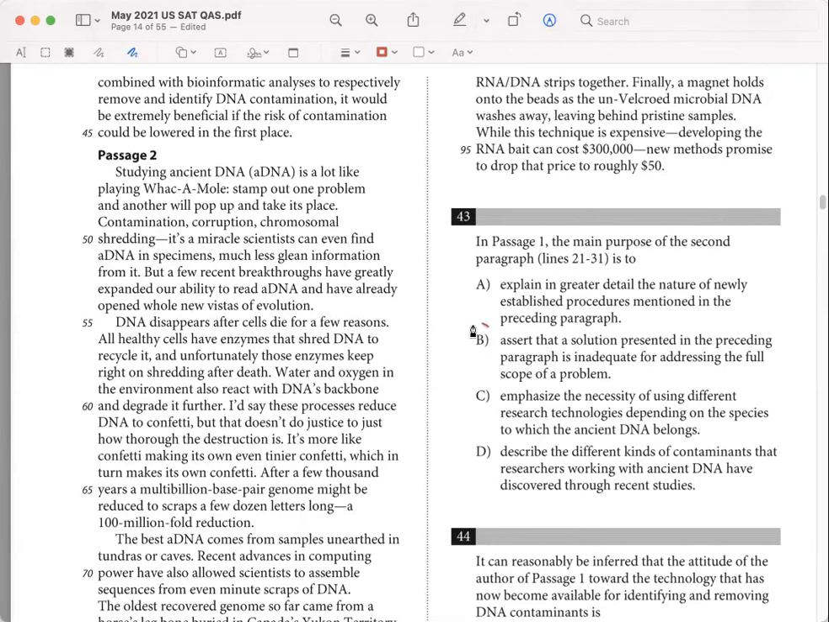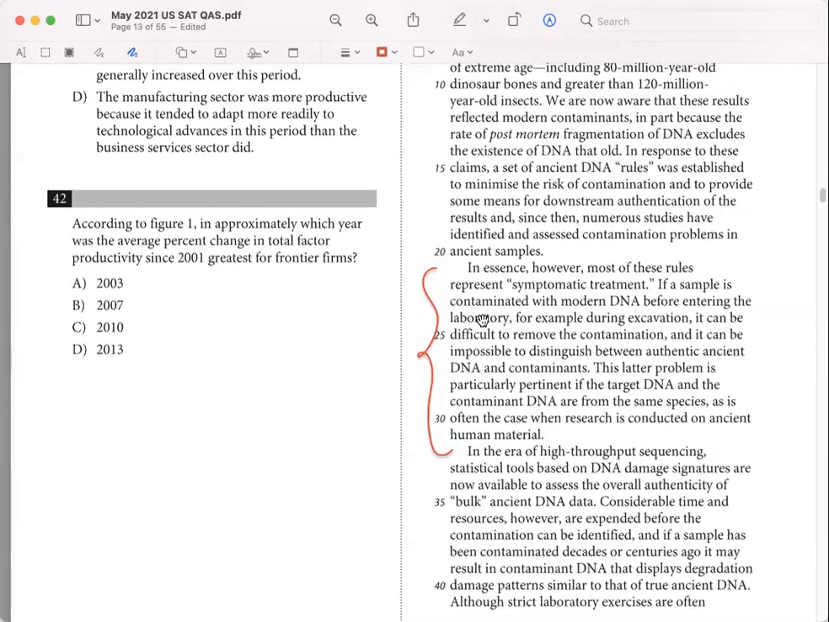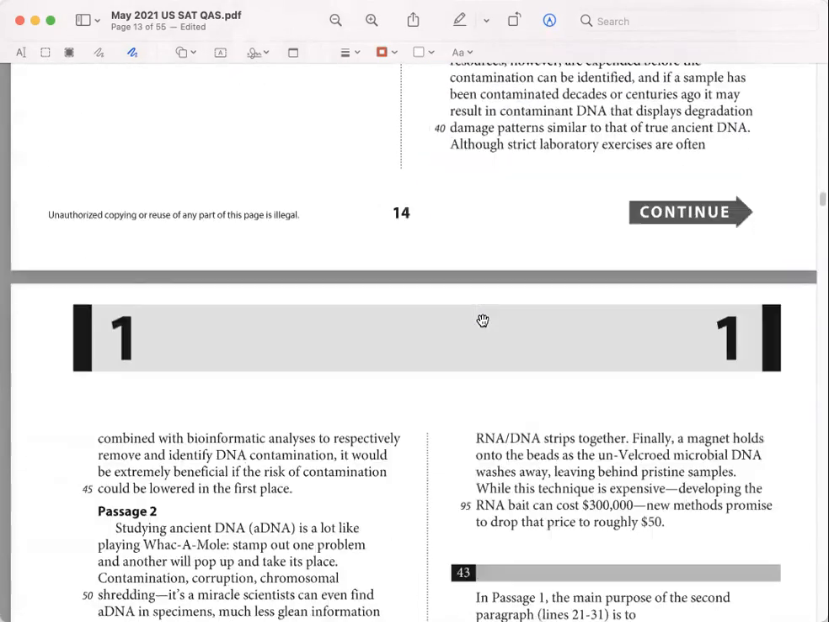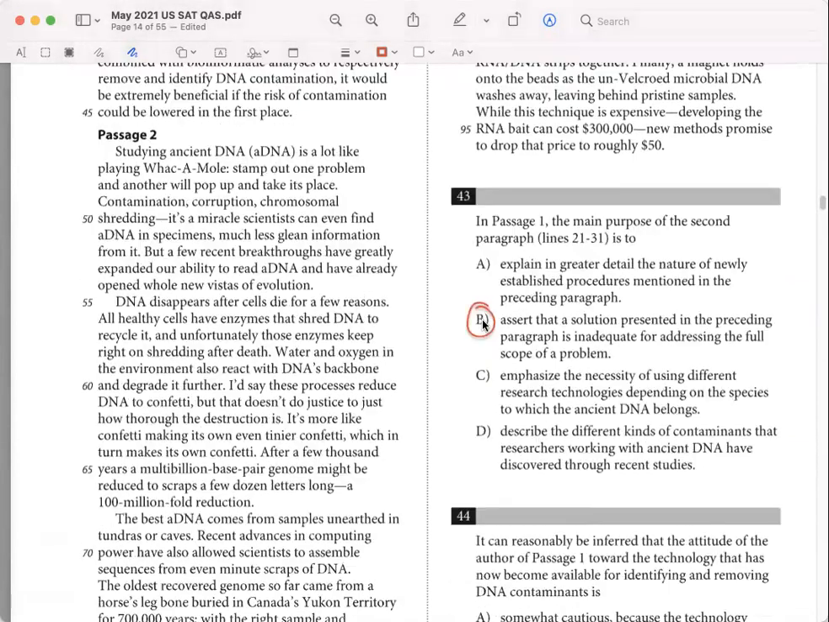So it's B, right? Because we are saying here that we have come up with rules to minimize the risk of contamination, but even these rules are at best symptomatic treatment. And if you come across a sample that's been contaminated, then it is impossible to decontaminate it. So that's a major problem. So this is asserting that a solution that was presented, the rules, is not adequate for addressing the full scope of a problem.